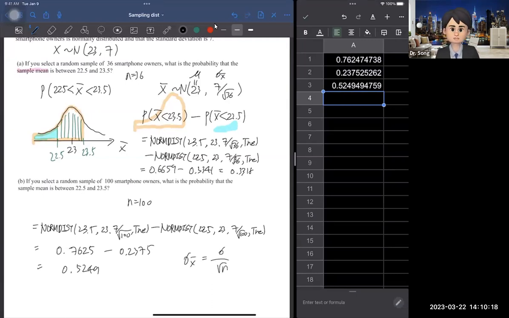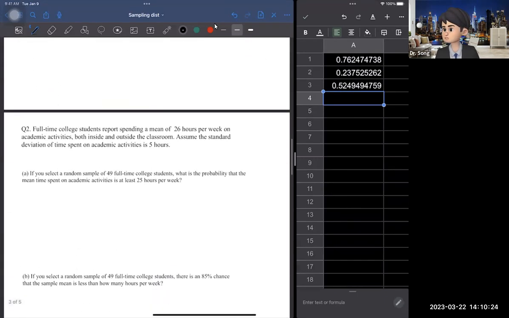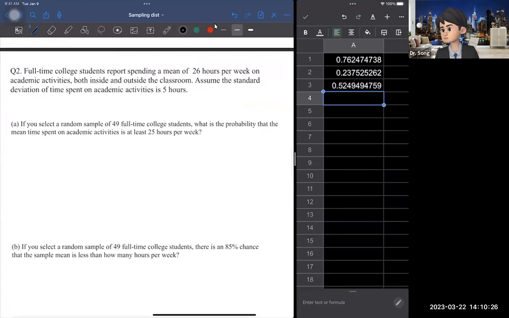So as n becomes large, this standard error goes down, okay? Now let me solve the sample question. Take a look. Full-time college students report spending a mean of 26 hours per week on academic activities, both inside and outside the classroom. Let me denote x as the amount of time they spend. Oh no, we don't know whether it follows a normal distribution or not, but we know that mu of the x, the population mean, is 26, and the standard deviation sigma is 5. Now take a look at question A.